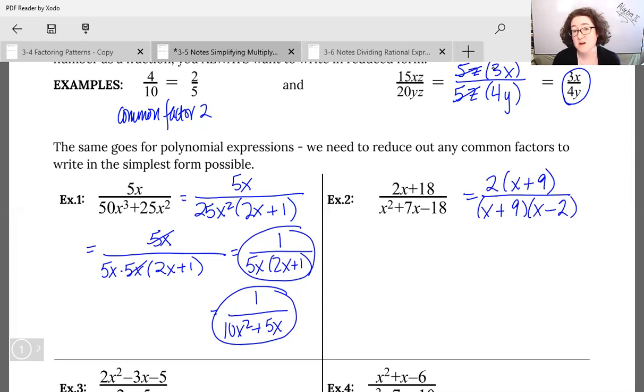And again, a lot of times the other part of the problem might give you hints if you're getting stuck as to which factors you want to try. So we can simplify out the x plus 9s, and then we're left with the 2 in the numerator and the x minus 2 in the denominator.